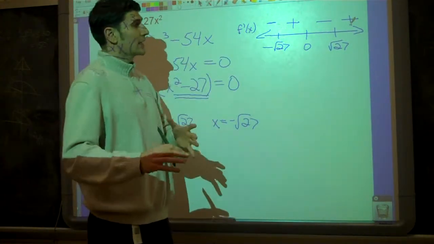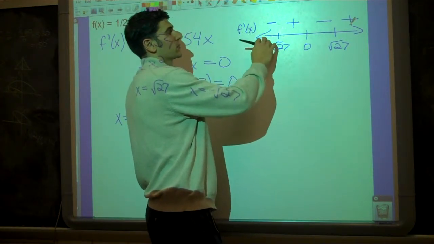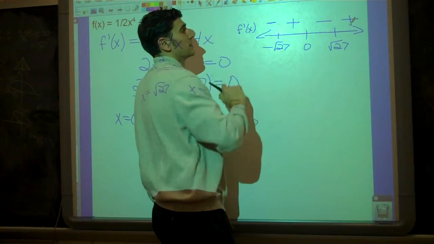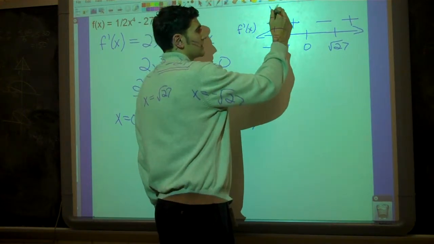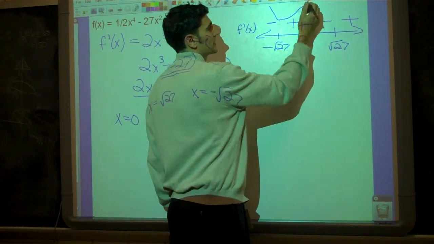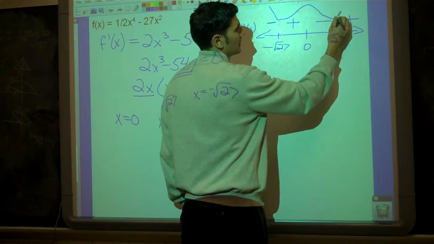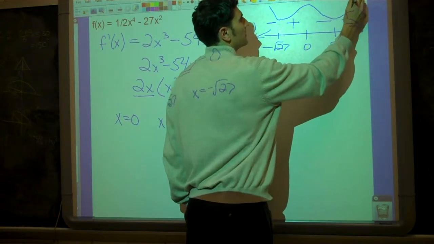So if I were to sketch very roughly what the graph of this function would look like, not the derivative, but the actual function, I know since the derivative is negative, the function is decreasing. Then it hits 0. Then the function is increasing. Then it hits 0. Then the function is decreasing until again it hits 0. And then the function is increasing.